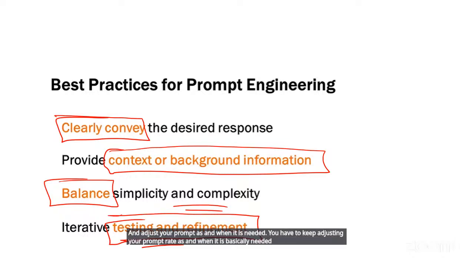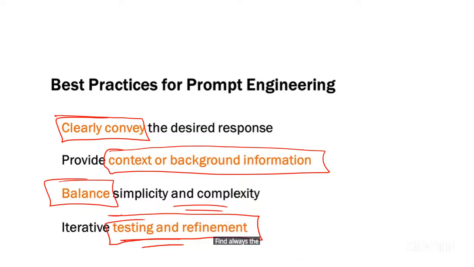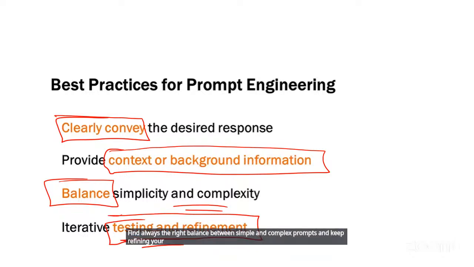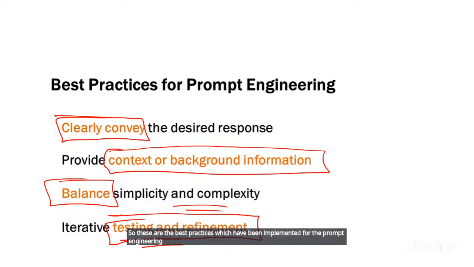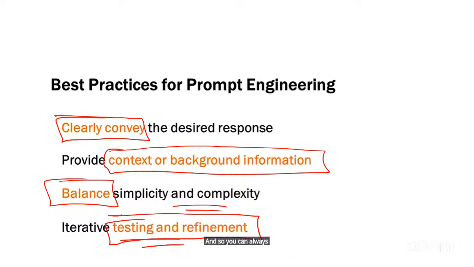In very simple terms, when you're working with ChatGPT, make sure that your request is clear, provide any relevant background information, always find the right balance between simple and complex prompts, and keep refining your approach until you get the best results out of it. These are the best practices for prompt engineering, where we can get better and ideal responses. That's how you can request in a better manner.